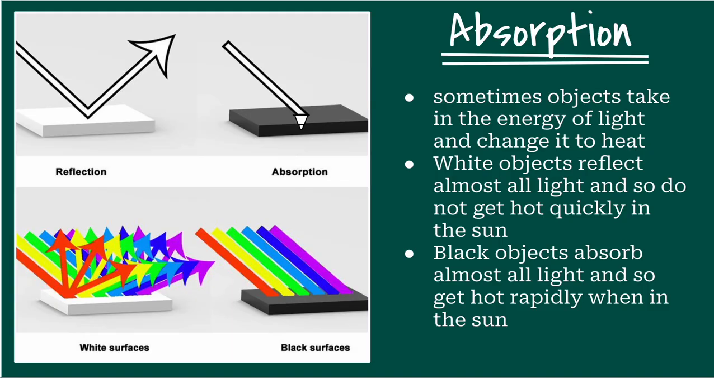So when you wear a black shirt outside in the sun and almost all of those waves are being absorbed by it, it's going to have a lot more energy to change into heat for us than the white object, which is reflecting most of that energy off of its surface.